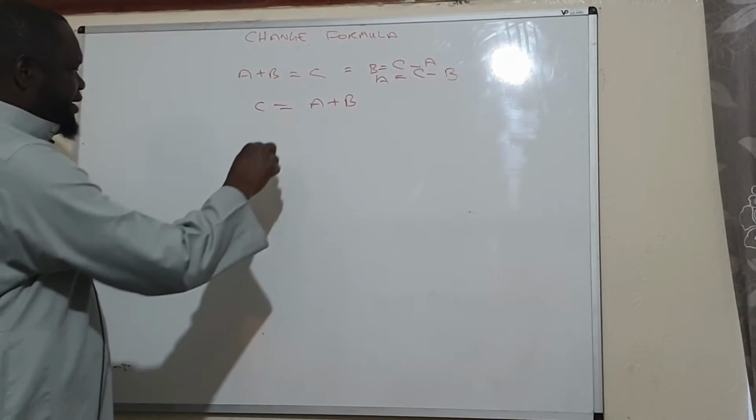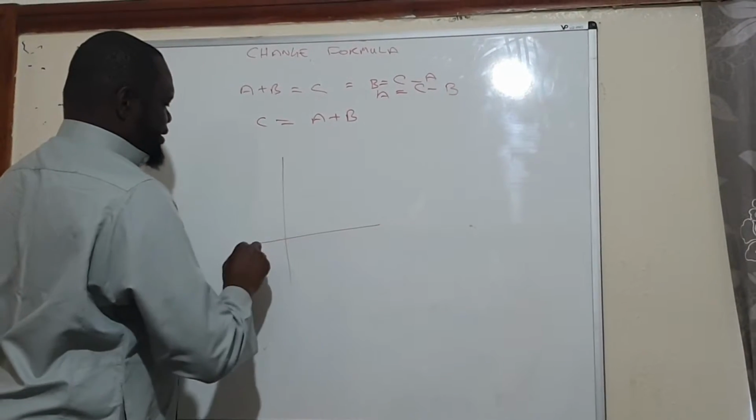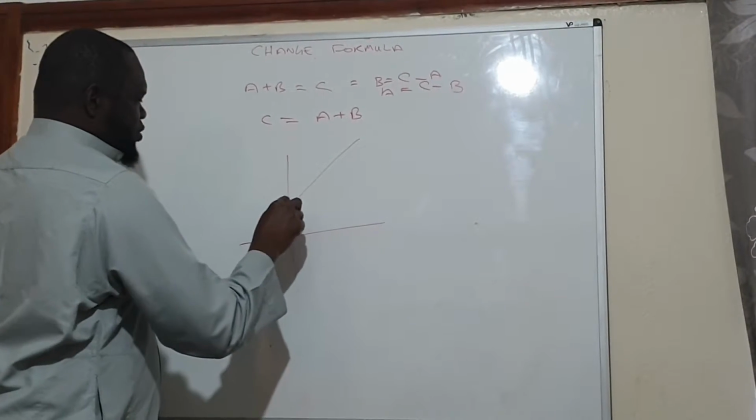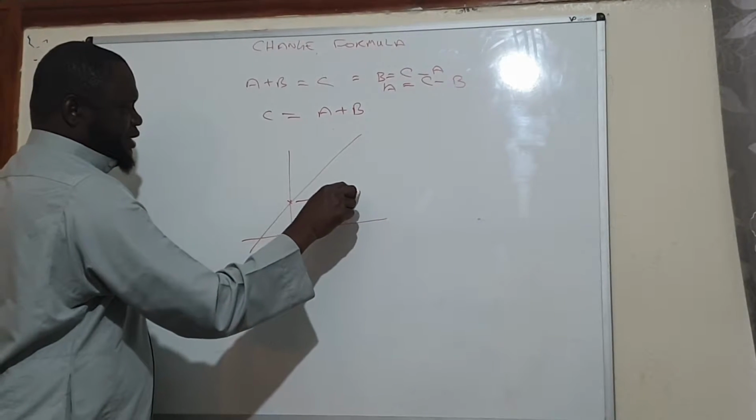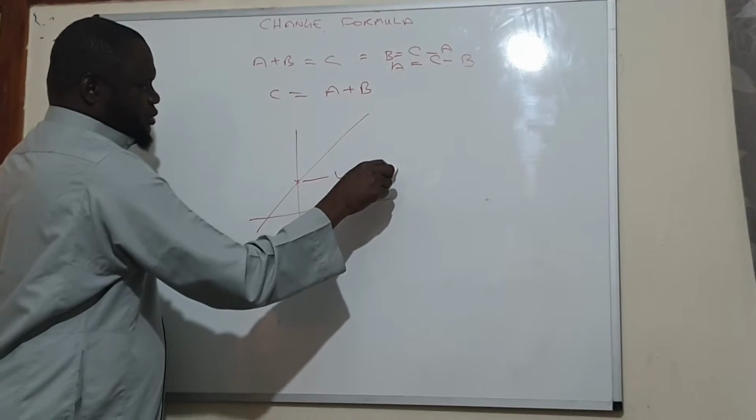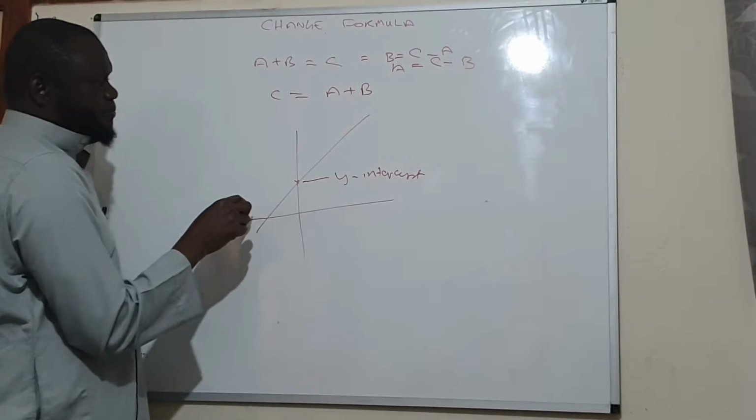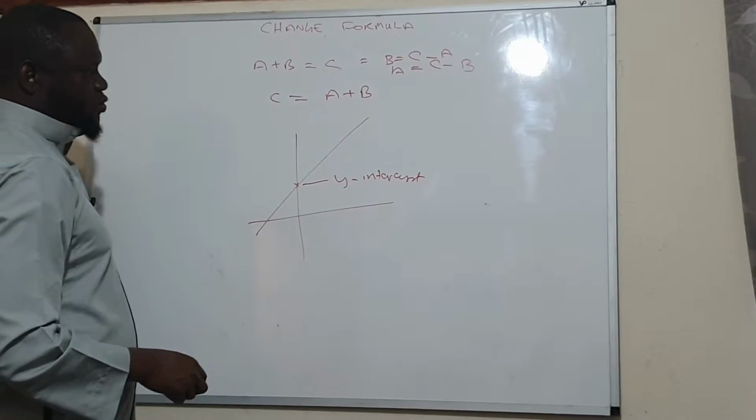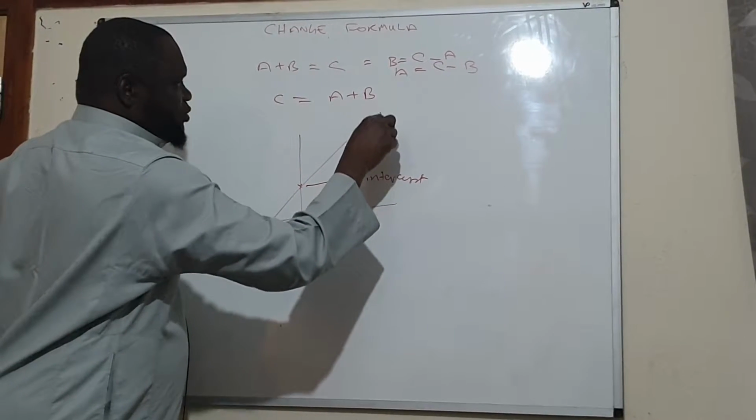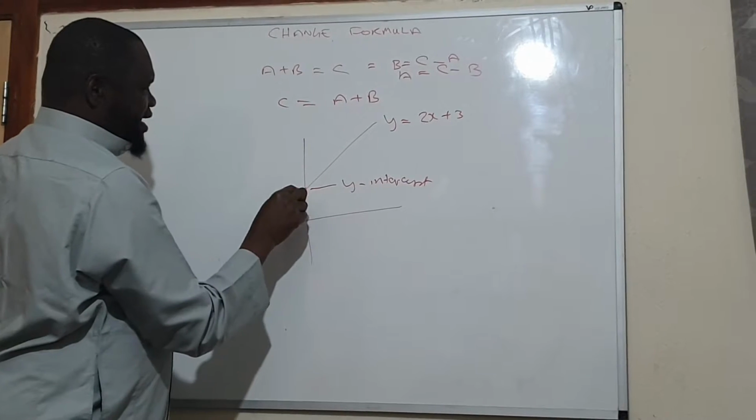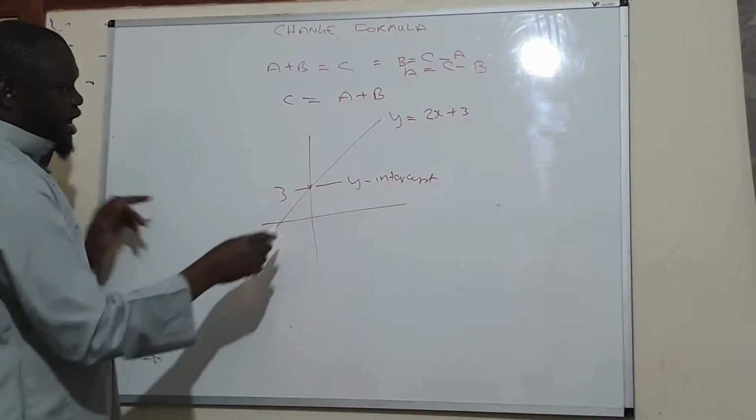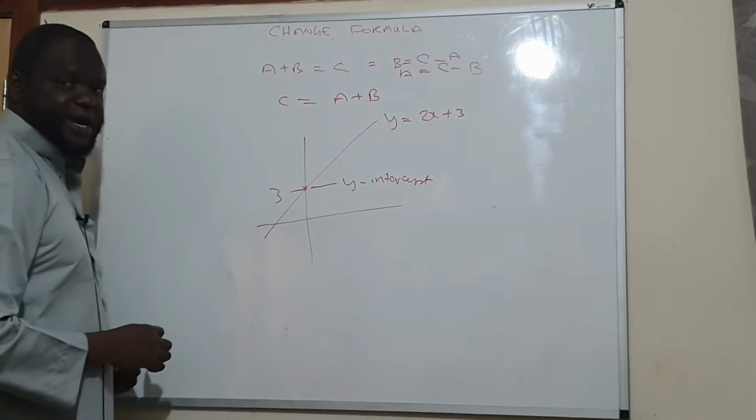Just like a straight line, the equation is like this. What do you call this? This is called the y-intercept. This is where the line crosses the y-axis. So in this equation y is equal to 2x plus 3, that means here is 3. And the gradient of this line is 2.